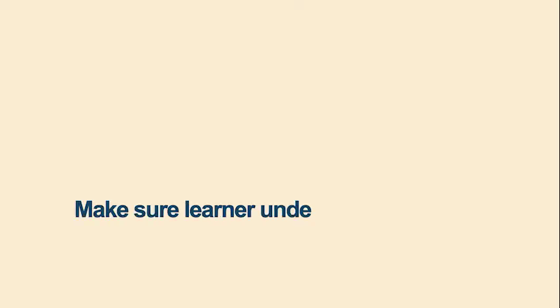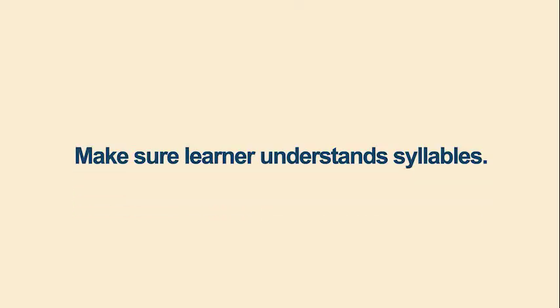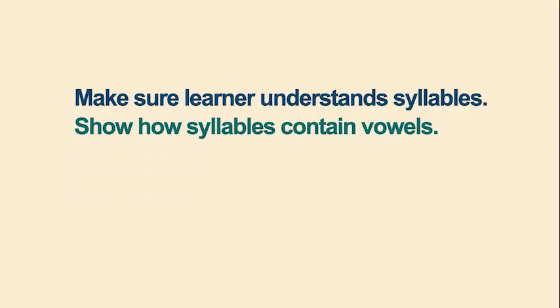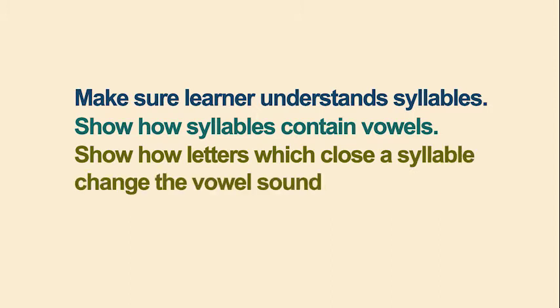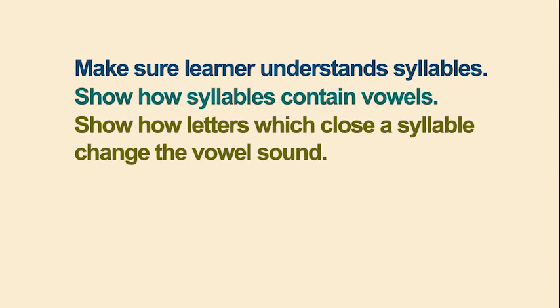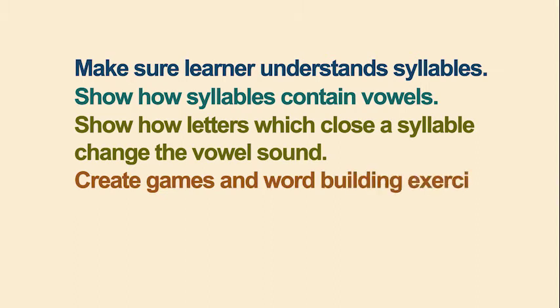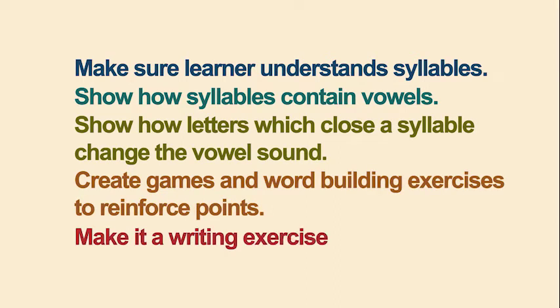So to recap the key points for teaching open and closed syllables. Make sure the learner understands what a syllable is. Show how each syllable contains a vowel. Explain how the letters which close a syllable change the sound of the vowel. Create games and word-building exercises to reinforce the principles. Make it a writing exercise too.